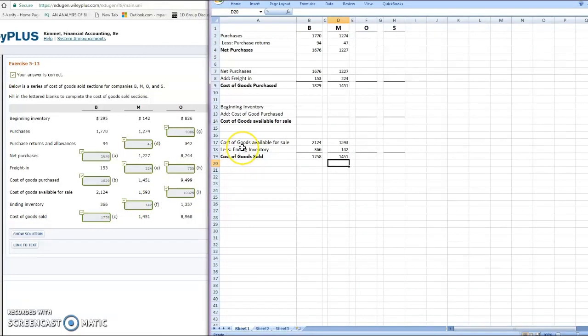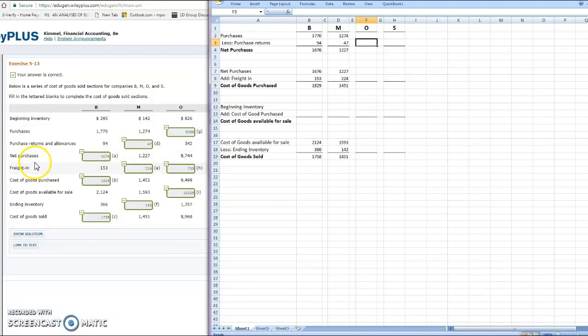Okay, for Company O. Company O wants us to figure out the amount that they spent in purchases. So we'll go up here to our net purchase formula. We'll leave our purchases blank since we don't have that.